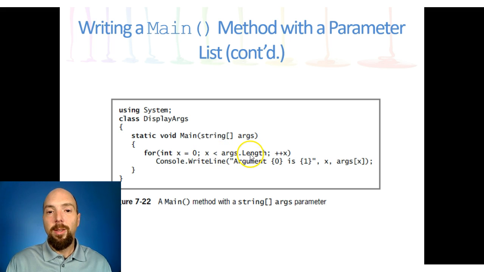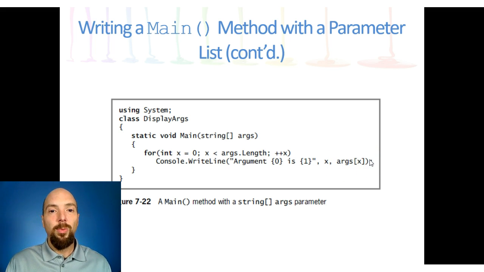While the counter is less than the length of the array, we're going to increment the counter by 1, our typical counter. And then what we're going to do is just simply say Console.WriteLine argument, and then whatever args x is. Now you notice args is the name of the array, x is the index. So the first time we go through, we're going to look at args 0 and display whatever it is. The next time we go through, it'll be args 1 and so forth.